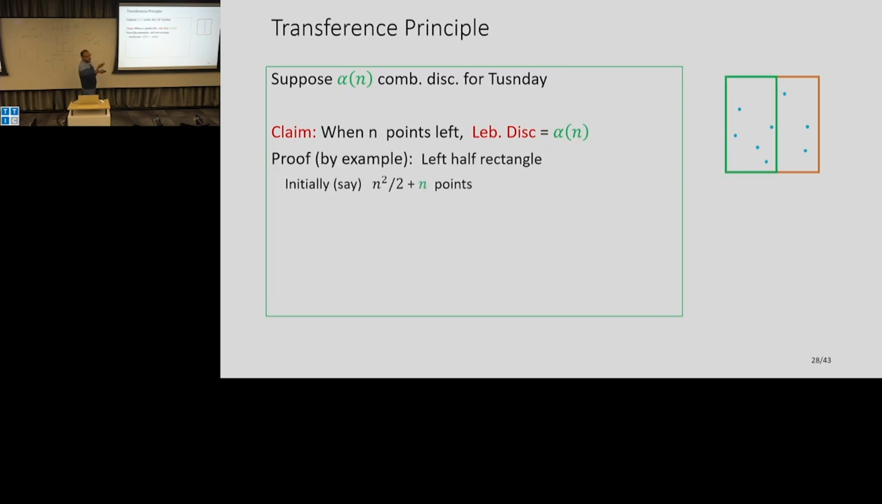Let me give you a proof by example. Let's just focus on one rectangle here, whose discrepancy I care about, like how many points land up there. The left half. Initially, when I threw n square points, on average I expect n square over 2 to land in there, plus some standard deviation of square root of n square, so n-ish, maybe imbalance. So initially I'll have these many points. Now when I apply Tusnady to color them red and blue, it will take the points here and split them into half, but it guarantees it's almost the same, up to a plus minus alpha factor.